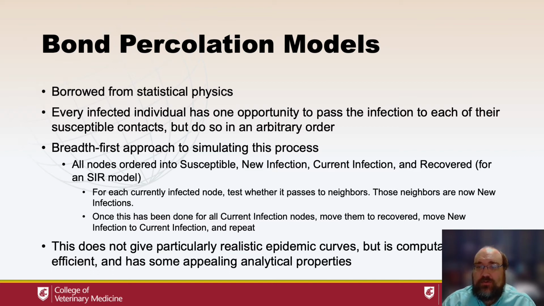Those neighbors are now new infections. Once this has been done, all of the current infection nodes, you move them to recovered, move the new infections to current infections, and you just repeat this process. And basically you watch this percolate through the network. This does not give particularly realistic epidemic curves, but it's very computationally efficient, and there are some very appealing analytical properties. So this is often used when you do math about these networks.